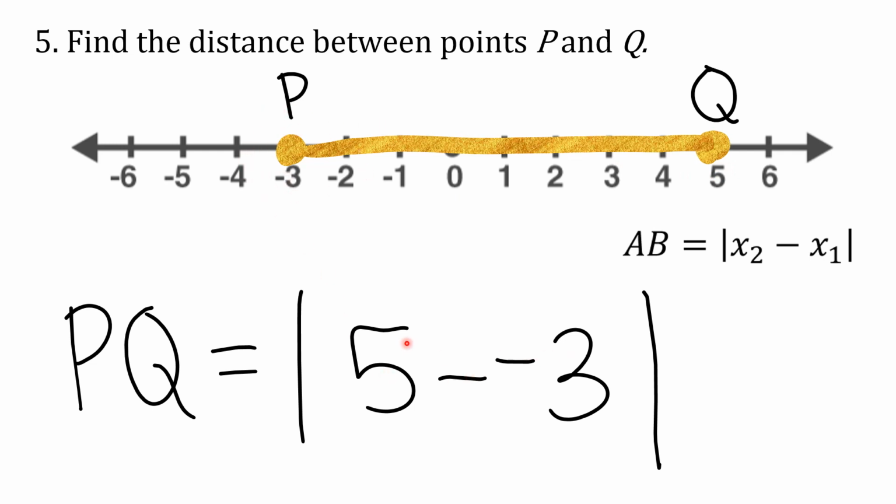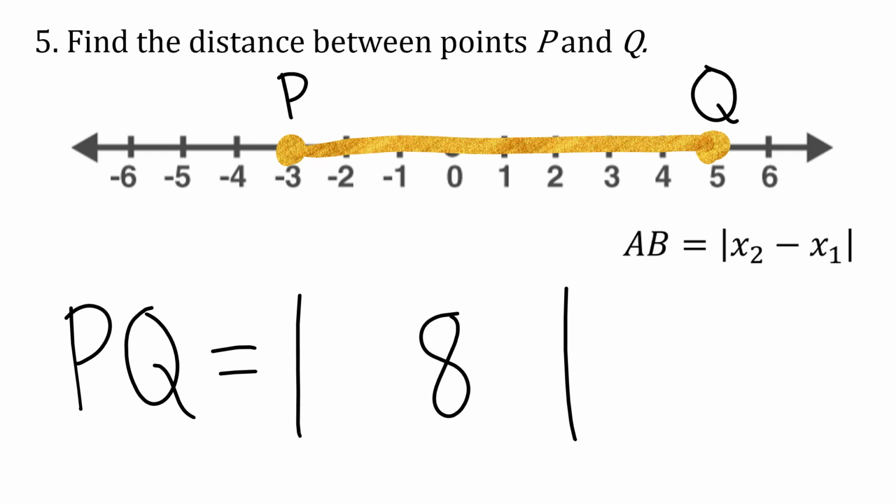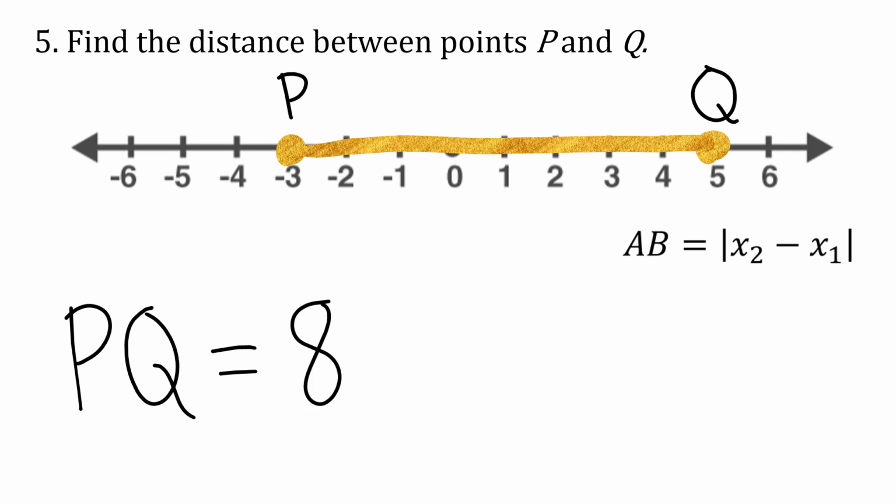So 5 minus -3. Simplify inside of the absolute values. 5 minus -3. We change that double negative to a positive. 5 plus 3 is 8. The absolute value of 8 is just 8. Right, so the distance between points P and Q is 8.